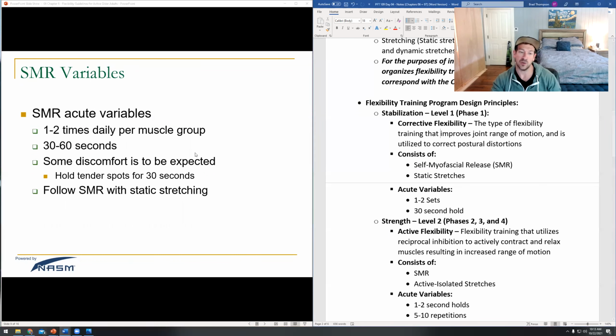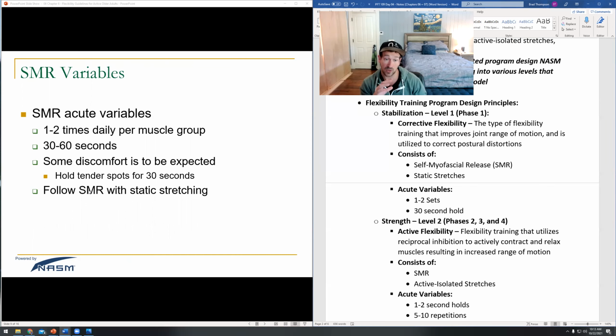And then we want to follow up that foam rolling. We want to follow up that SMR with whatever type of stretches we're going to go with for that muscle group, right? It does say static stretching here, but we foam roll first, we stretch second.